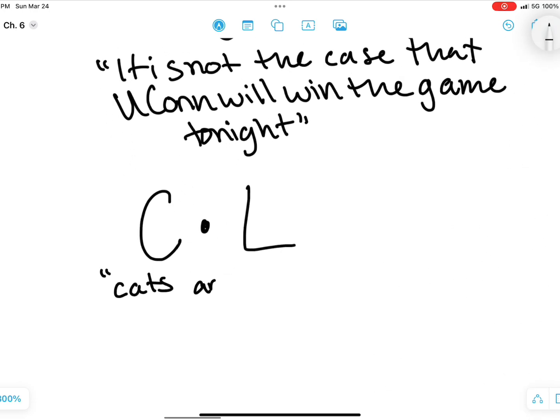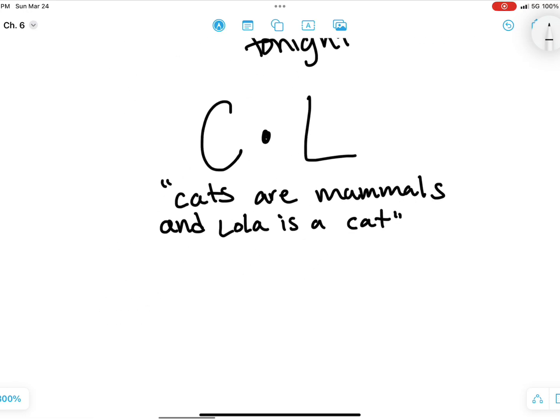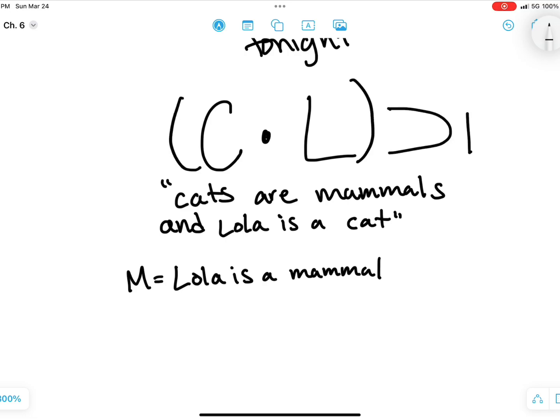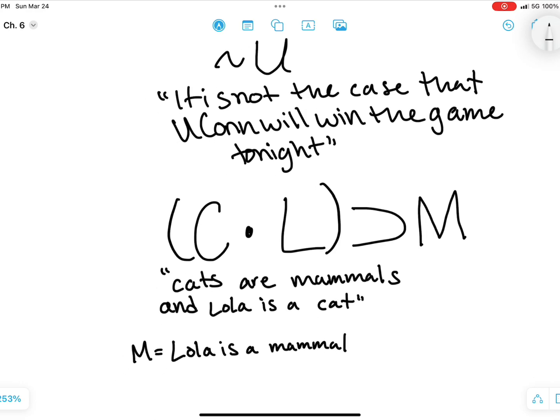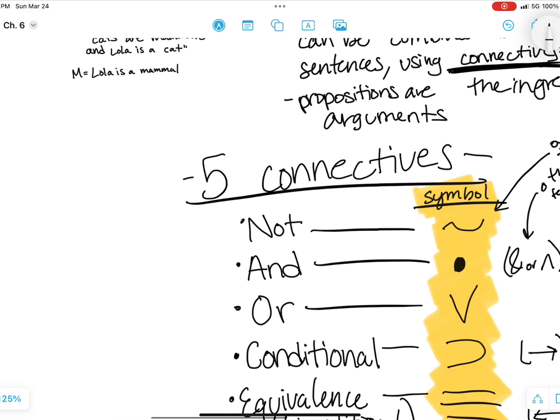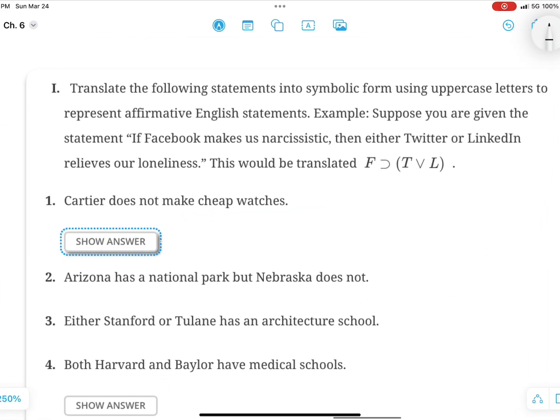The next proposition, cats are mammals, we call that C. And if we combine that with the other proposition that Lola is a cat, then we can create the compound proposition, cats are mammals and Lola is a cat. Now, interestingly, both of these, if we combine them together, imply this third proposition that we can call M, Lola is a mammal. So here, with this sentence, I've indicated that truth here. If C and L, then M, by indicating that relationship with a conditional.